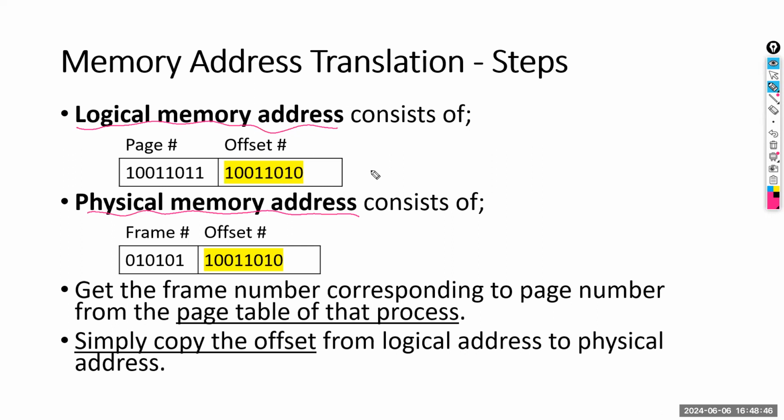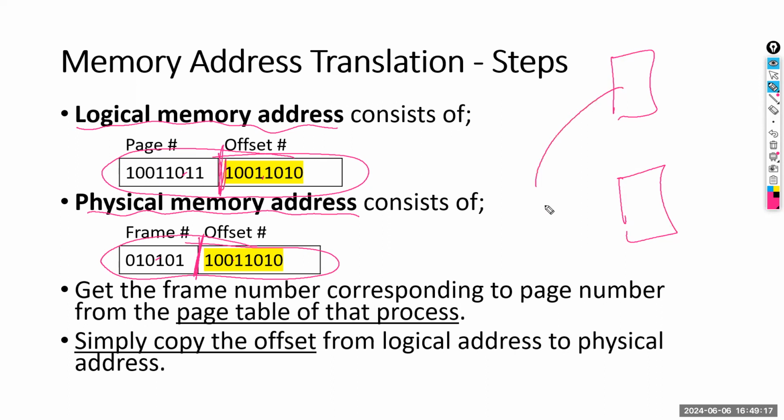So remember, the logical memory address is what your programs look at. The physical memory address is the actual memory address in your physical memory. We can subdivide the logical memory address into two parts called page number and offset. And the physical memory address we can also subdivide into two parts called frame number and offset. And remember, the page size is the same as the frame size.